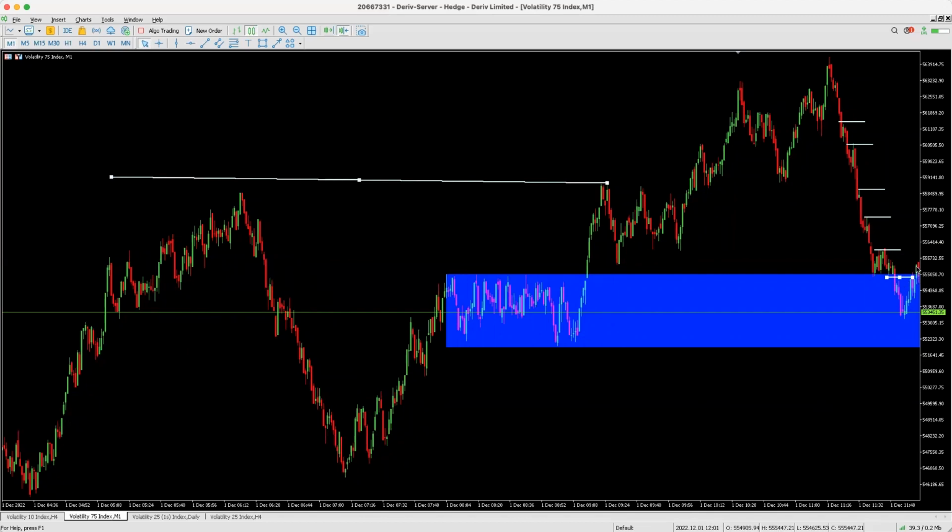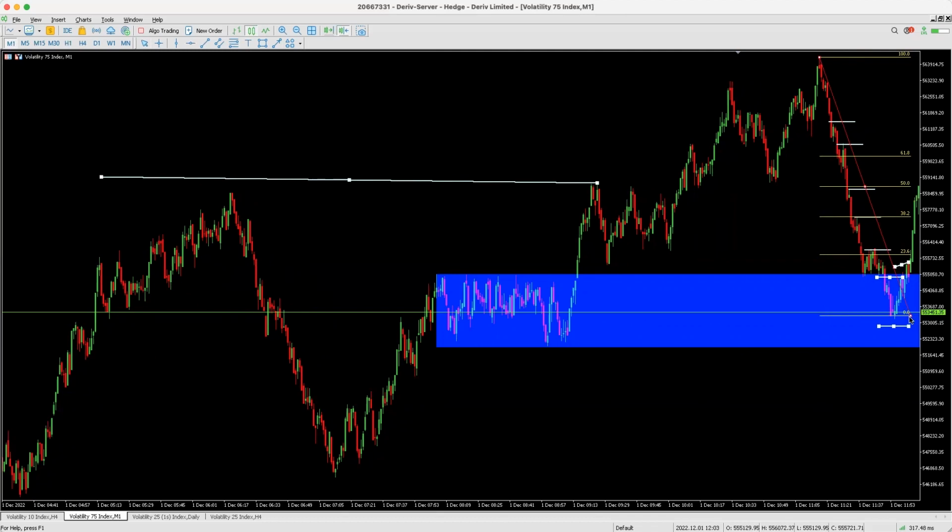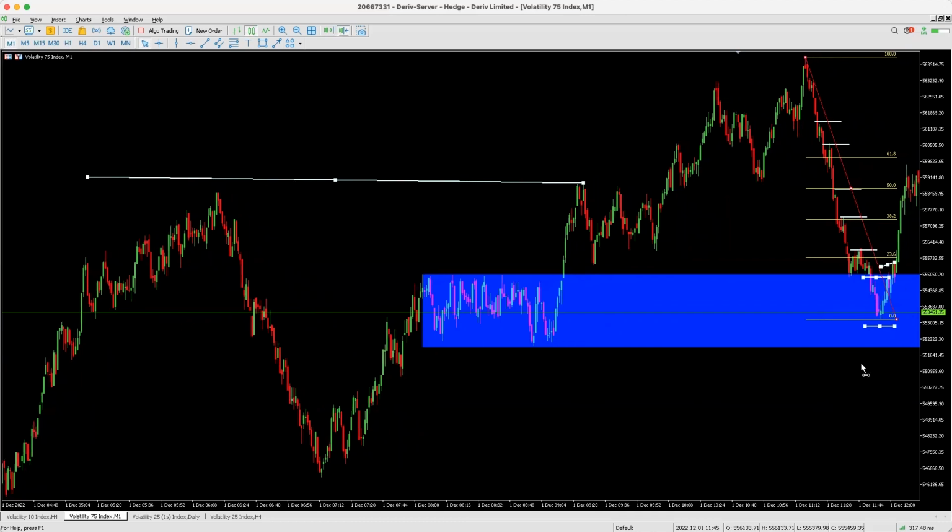And then boom, you see, that's the first sign of buyers. Now buyers are in. As soon as buyers get in, what do you do? You enter. Stop loss just below, right there, and then target the 100% zone. Buyers just showed up here. Then the market moved.